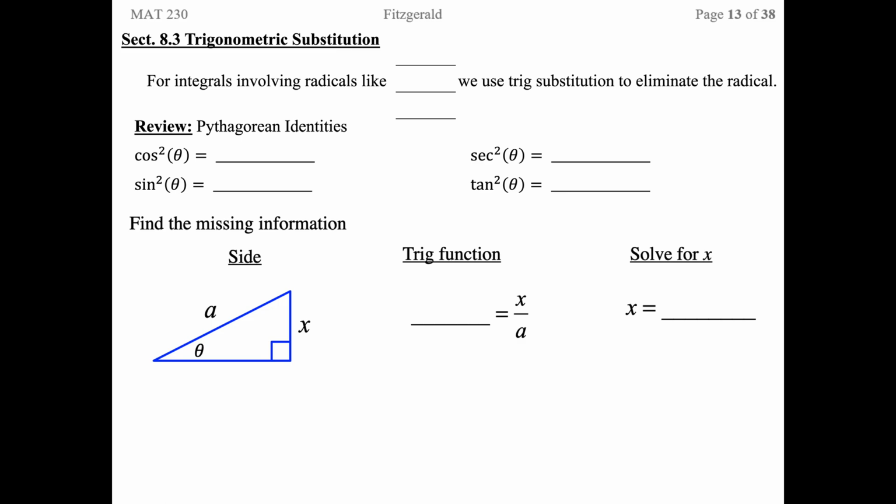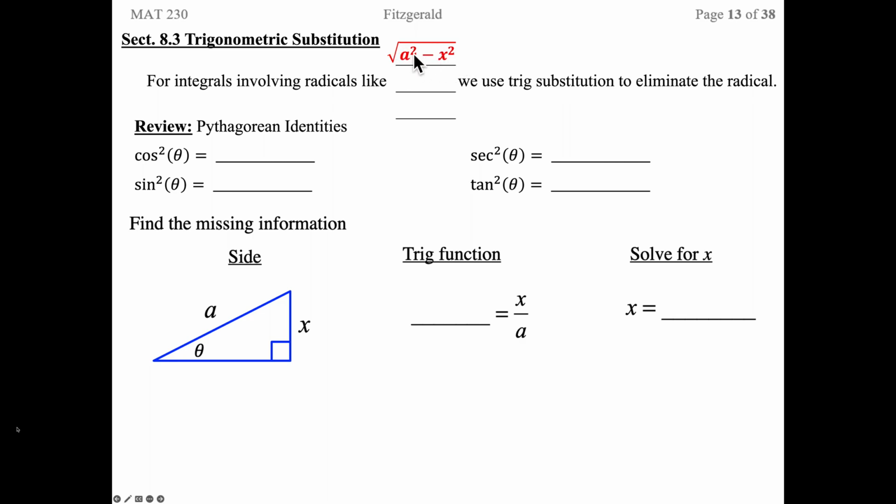All right, for section 8.3, we're going to do a different trigonometric integration. We're going to use trig function substitution here. And what we do is it's all based off of right triangles when you see radicals inside of integrals. So if you see a square root of a squared minus x squared, to me that's the Pythagorean theorem.